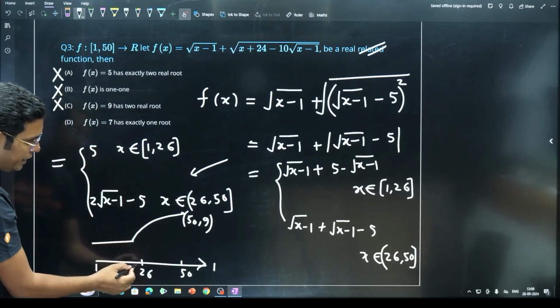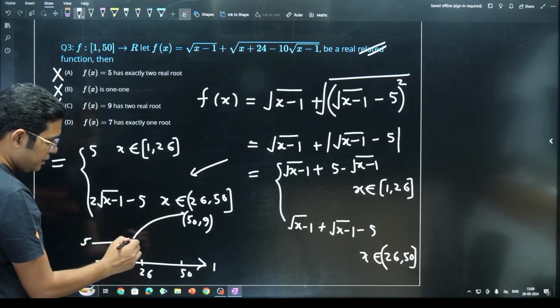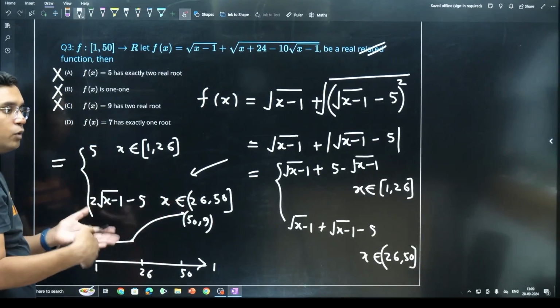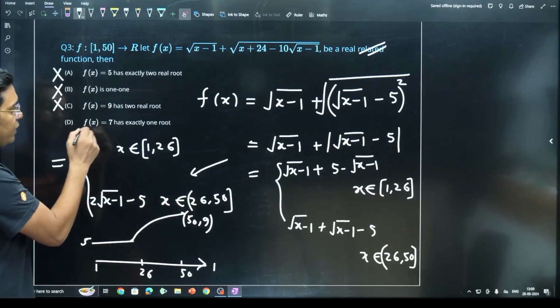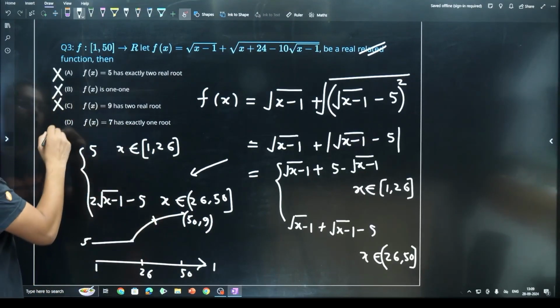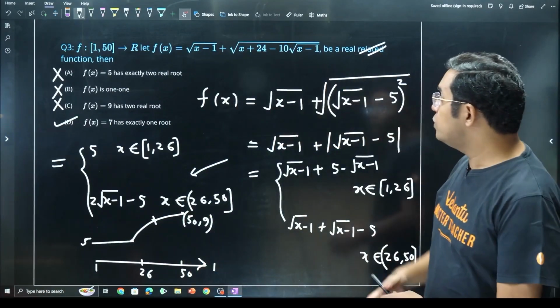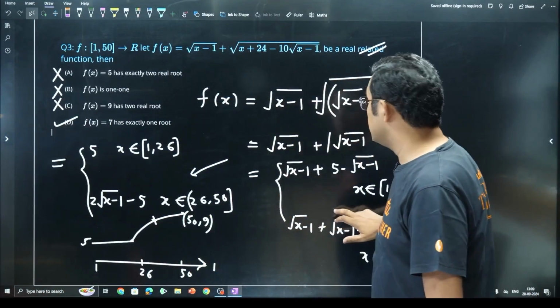Now between 26 to 50, the value here was 5. So from 5 to 9, this graph is increasing monotonically, you can say. So f(x) equal to 7 will have exactly one root in between. So this option D is correct. D option is correct. Now moving to the next question, that is question number 4.